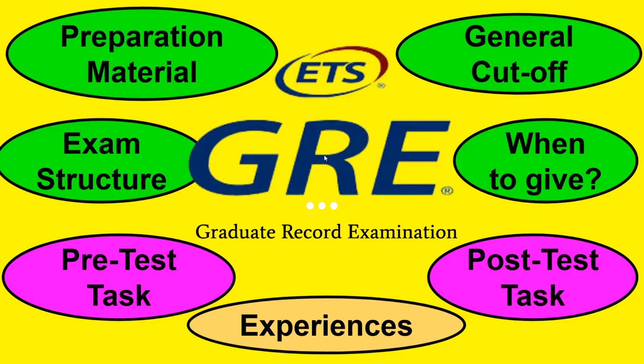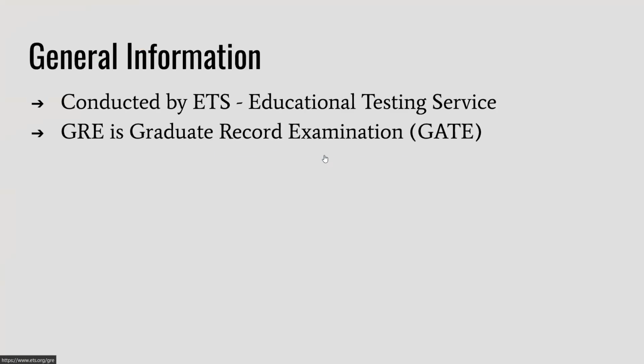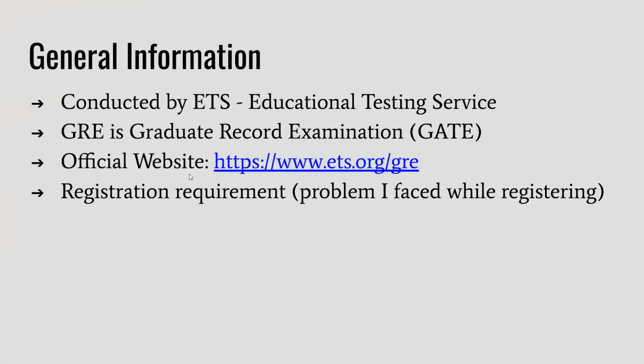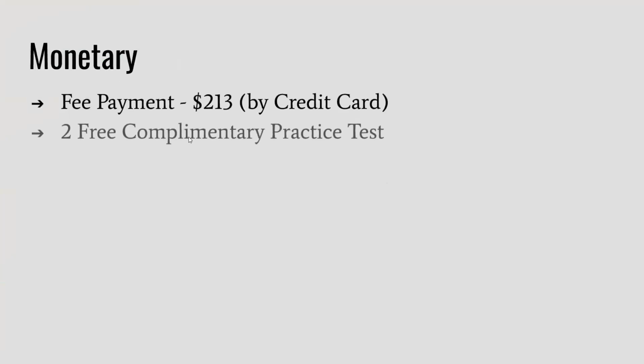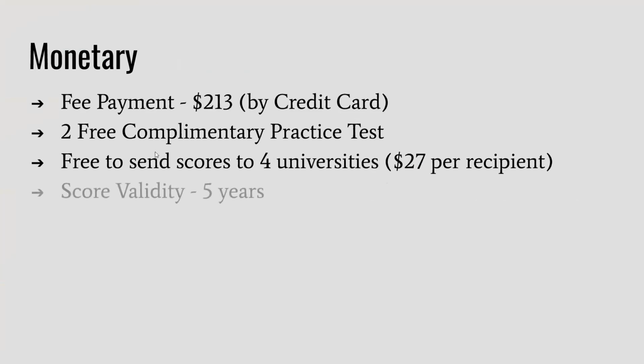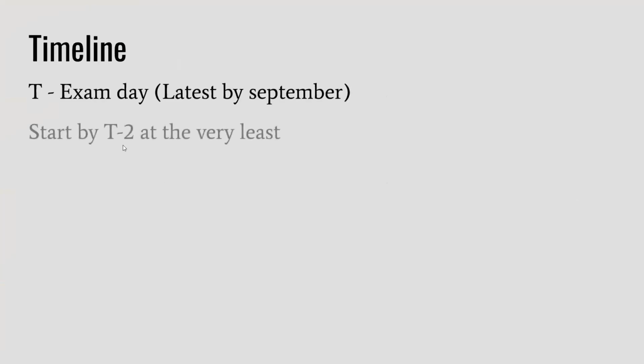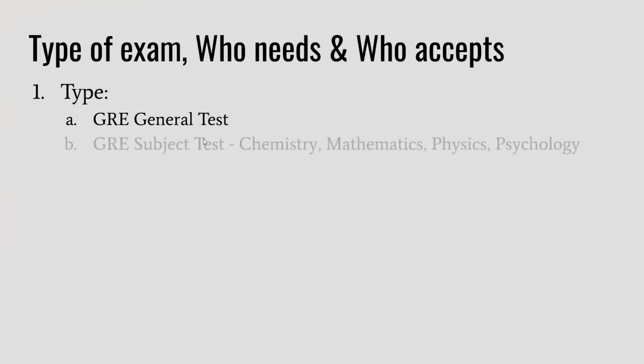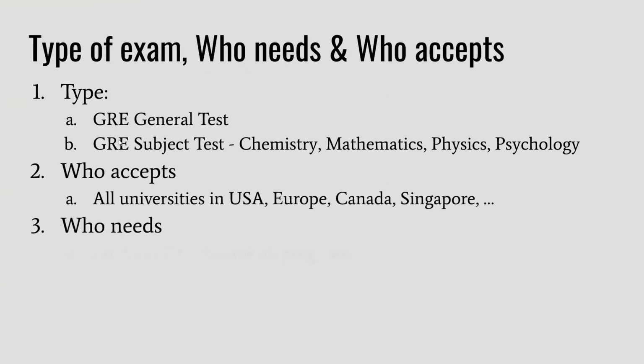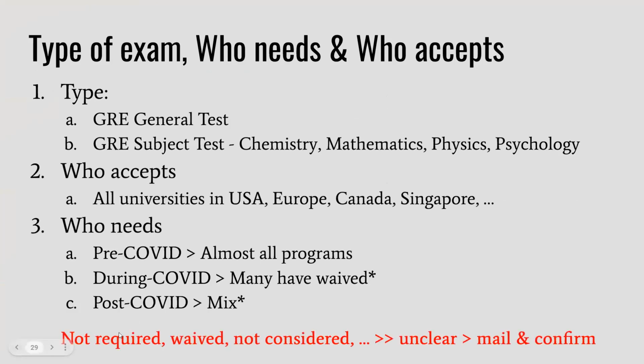In the general information, I had already discussed the official website and the requirements for registration using your passport. For the payment, you need a credit card, and for sending free scores, the timeline you should give by September. I also covered the general information about the type of test, who needs to give it, and where to check, only on their official websites. If there is some uncertainty, you must mail the graduate office and confirm.